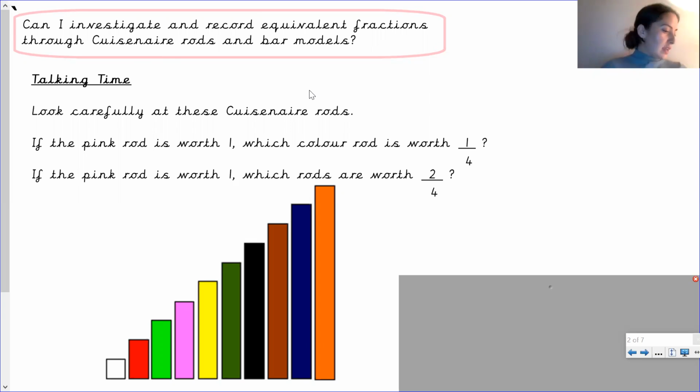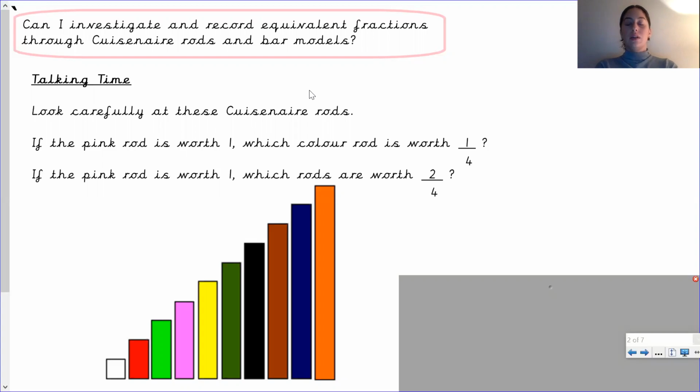Before we start the lesson, I want you to make sure you have strips of paper ready that are cut the same size. So if you have an A4 piece of paper or a piece of paper out of a book, if you cut strips of paper that are the same size, you can use them for today's lesson.